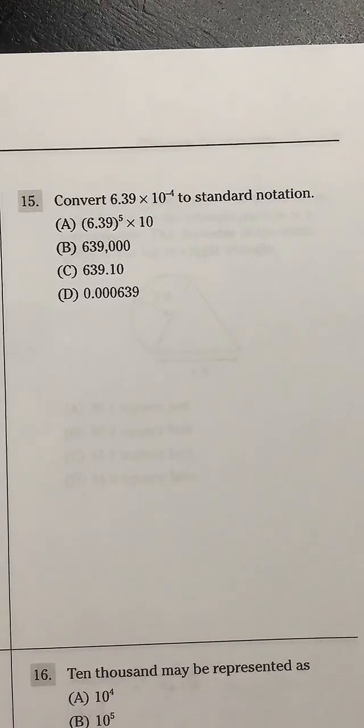All right, so 415 convert. So we have 6 and 39 hundredths times 10 raised to the negative fourth. So we need to convert that into standard notation. So is it A, is it B, C, or D?